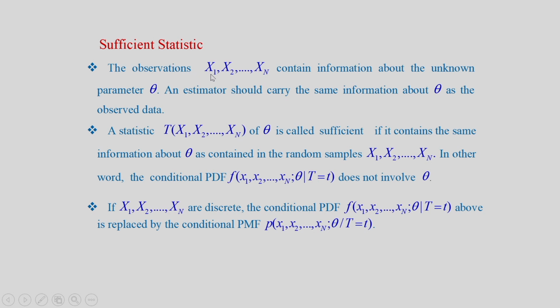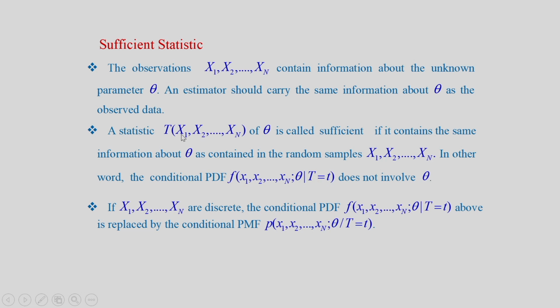The observations x1, x2 up to xn contain information about the unknown parameter theta. Because of that, we will be able to estimate theta from the observations. An estimator should carry the same information about theta as the observed data. Whatever information is there for theta, the same should be carried by the estimator also. Now, we will go to sufficient statistic.